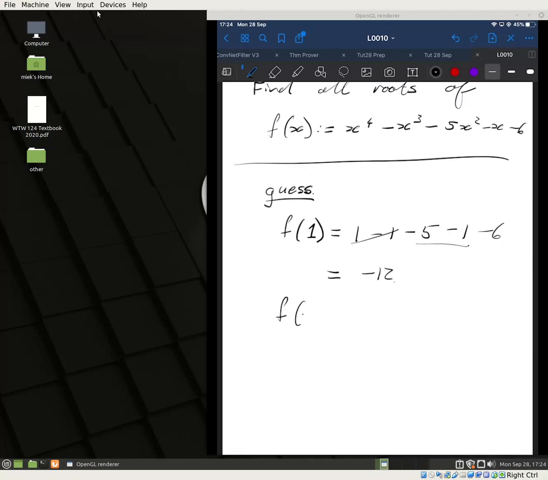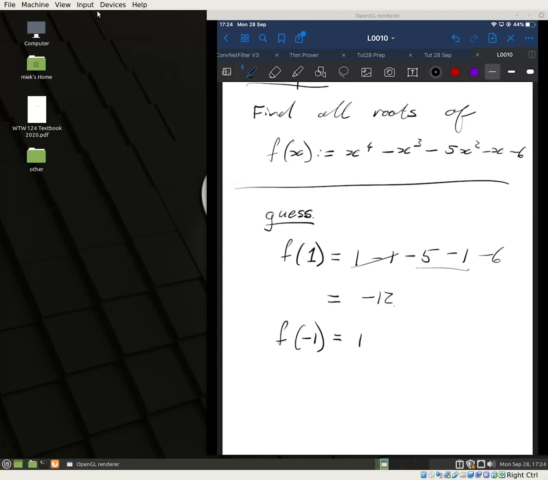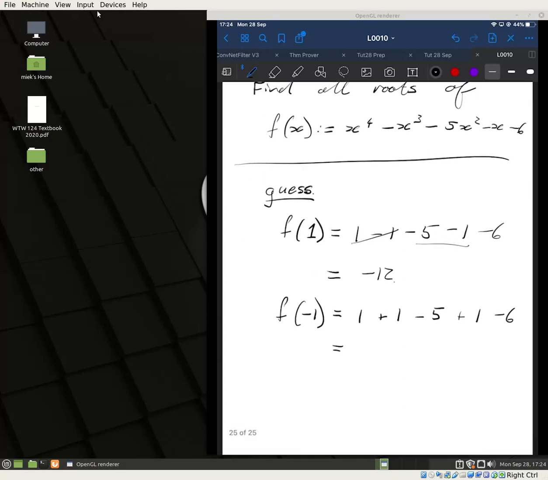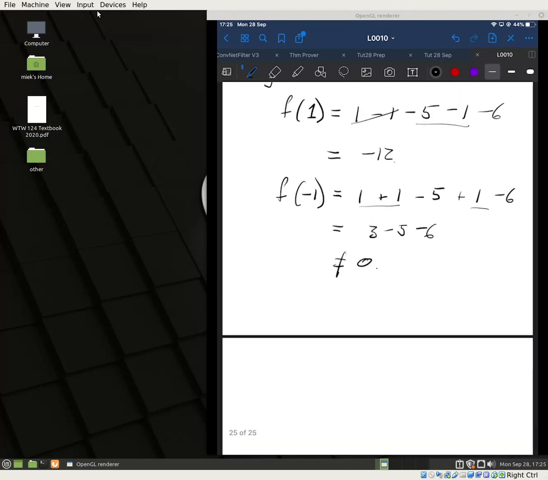So let us guess minus 1. So let's see. That is 1, that is plus 1, that is minus 5 plus 1 minus 6. Okay, let's see. That is 3 minus 5 minus 6. That is definitely not 0. So minus 1 is also not a root.